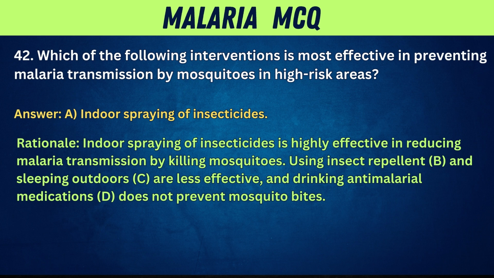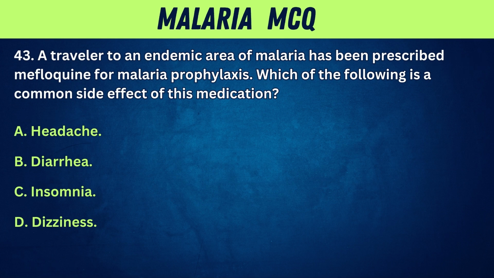Rationale: indoor spraying of insecticides is highly effective in reducing malaria transmission by killing mosquitoes. Using insect repellent, B, and sleeping outdoors, C, are less effective, and drinking antimalarial medications, D, does not prevent mosquito bites. 43. A traveler to an endemic area of malaria has been prescribed mefloquine for malaria prophylaxis.